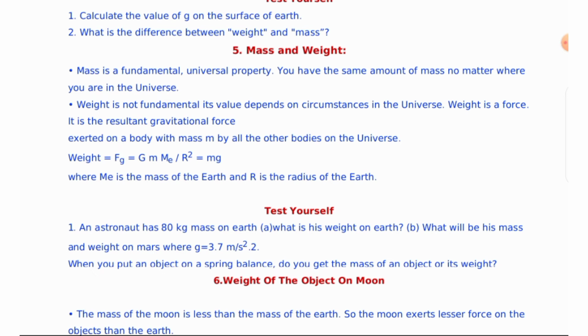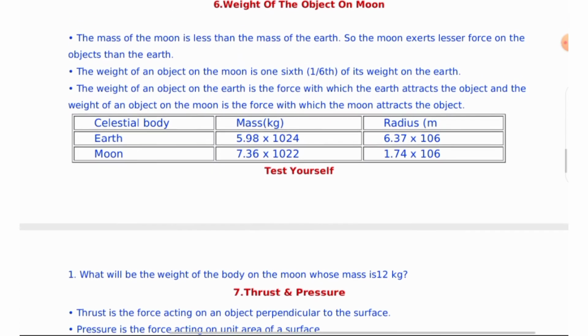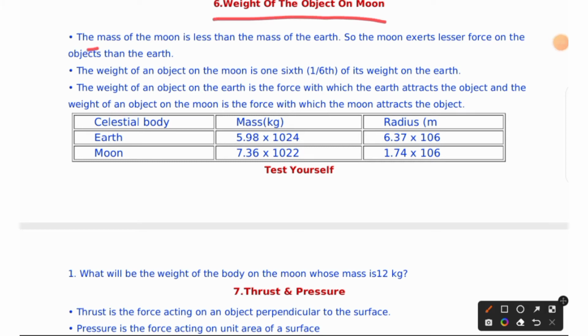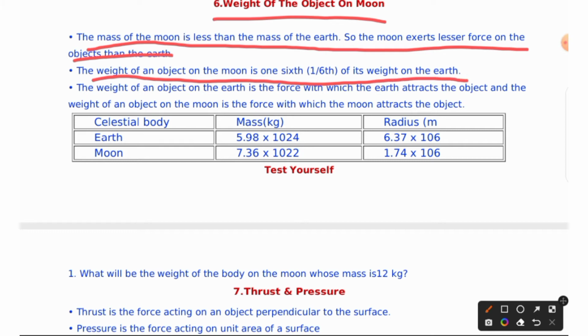The mass of the Moon is less than the mass of the Earth. So the Moon exerts lesser force on the objects than the Earth. The weight of an object on the Moon is 1/6 of its weight on the Earth. The weight of an object on the Earth is the force with which the Earth attracts the object, and the weight of an object on the Moon is the force with which the Moon attracts the object.